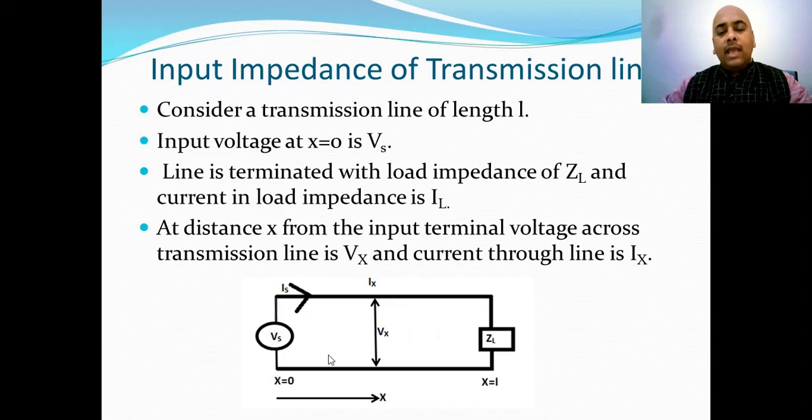At distance x from the input terminal, the voltage across the transmission line is Vx and the current through the transmission line is Ix. So we have to find the input impedance of this transmission line, that is, ultimately we have to find the ratio of Vs by Is for this transmission line.